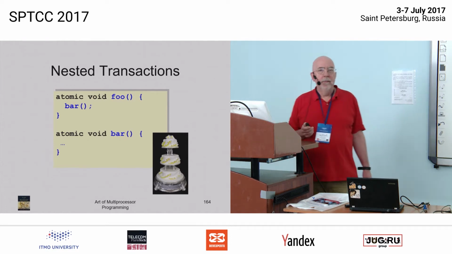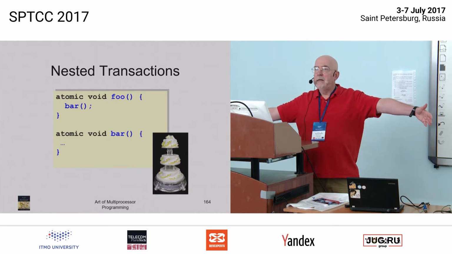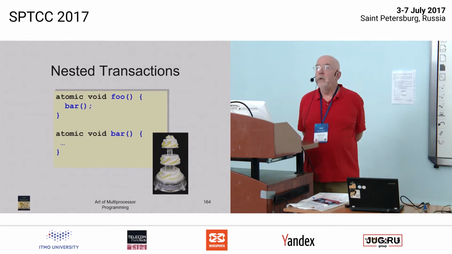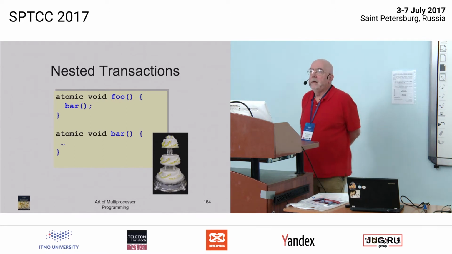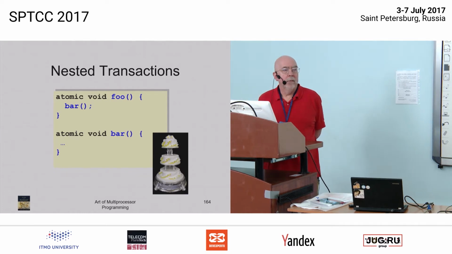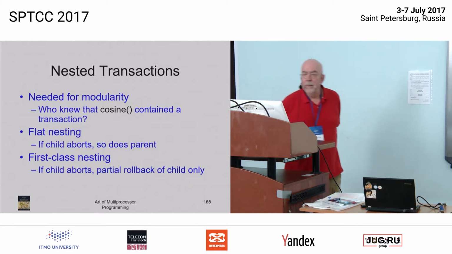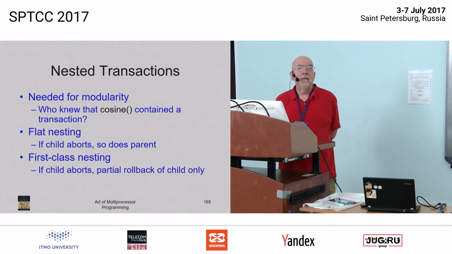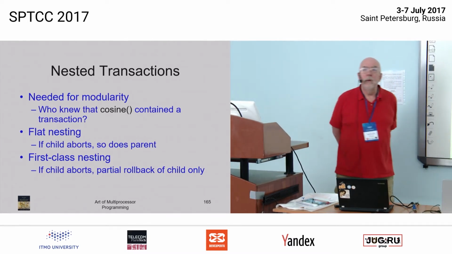Nested transactions. So if I write a method that has a transaction inside it and is called by another method that has a transaction inside it, is that okay? Well, clearly it should be okay, because if I want to call my cosine routine and my cosine has a transaction for some reason and I don't know it, then it should still work. So I should not need to know whether there are transactions hidden inside other methods, but this involves all kinds of issues. So modularity says you should be able to have transactions.